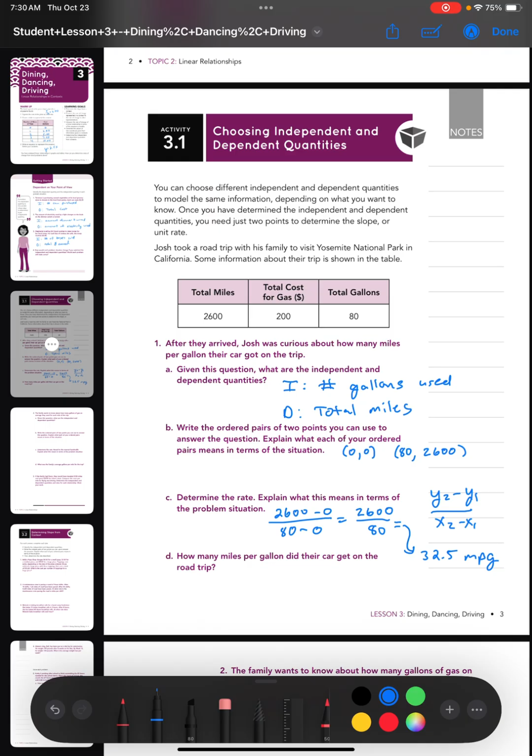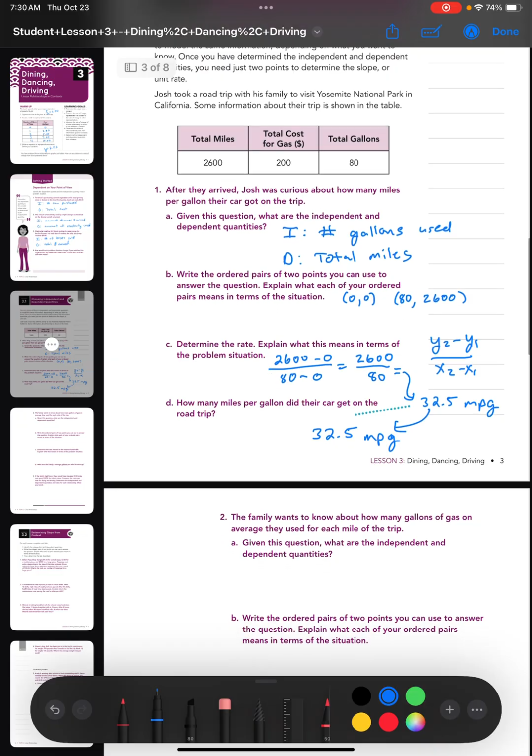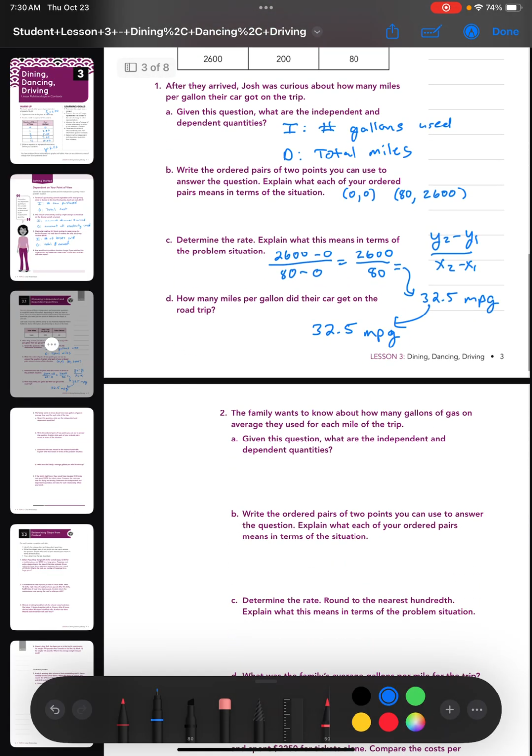So how many miles per gallon did their car get on the road trip? Well, we just answered that, 32.5, which is very good. They have a very good fuel-efficient vehicle. All right, continuing with that, the family wants to know about how many gallons of gas on average they use for each mile of the road trip.